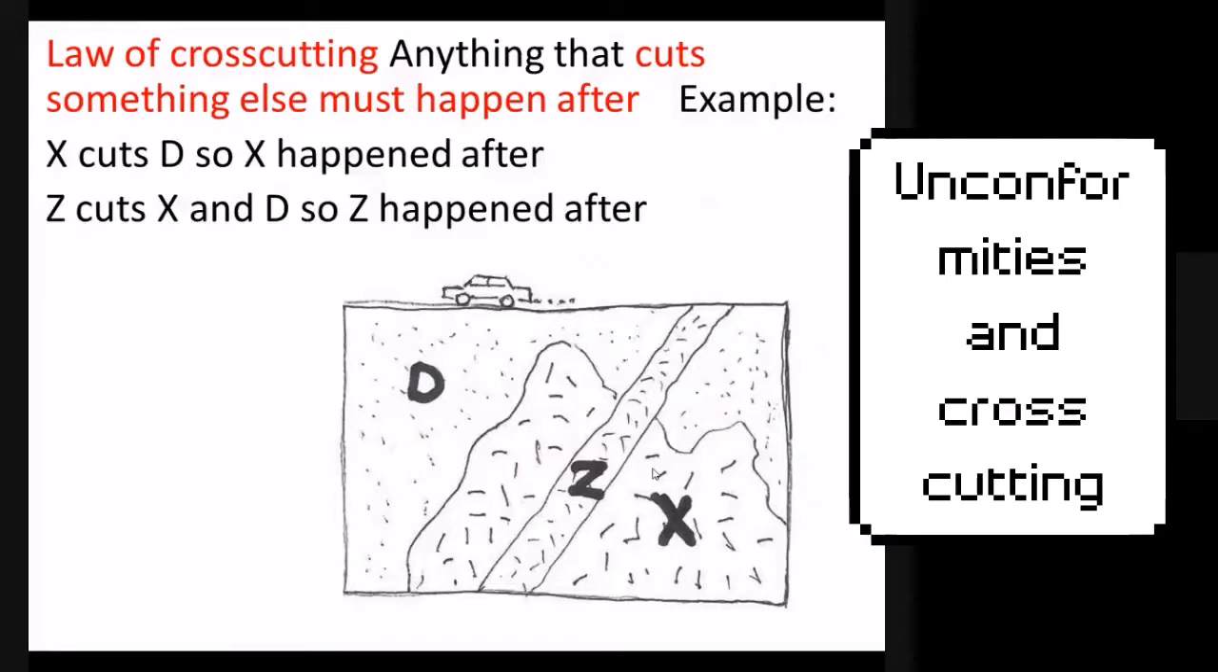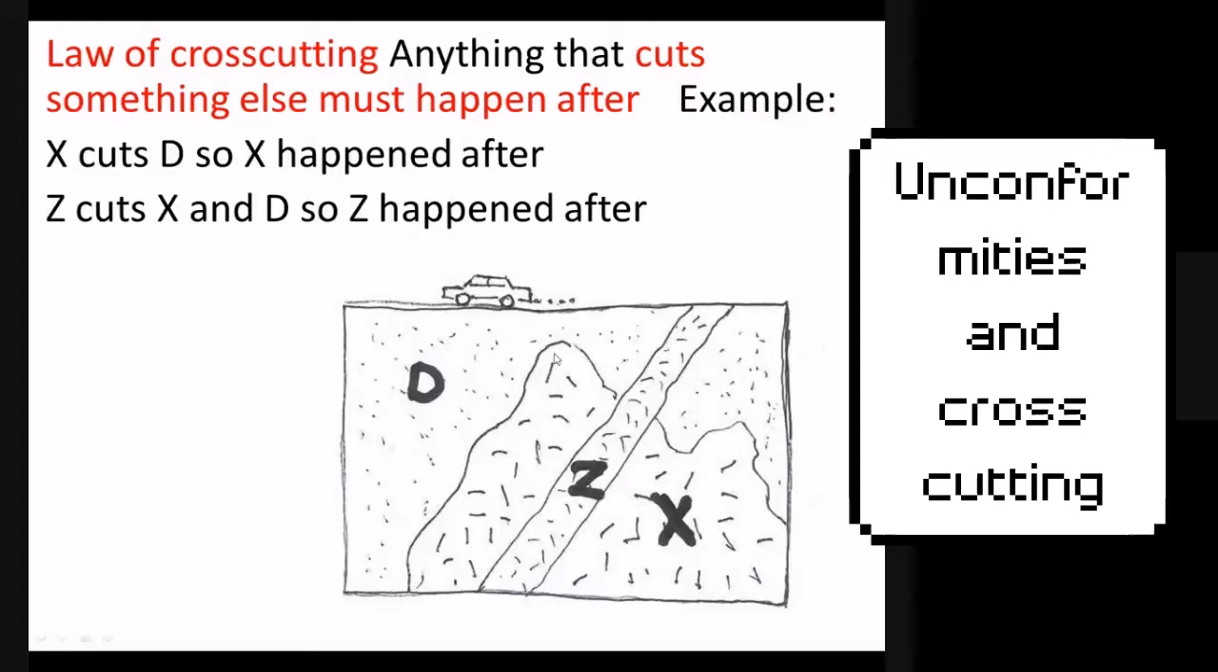So what do I mean by that? Well, let's say that layer D is a layer of sedimentary sandstone. Should be nice and flat, complete, nothing cutting into it. Well, something cut into it. Notice that layer X here is not horizontal. It cut into layer D. X might be an igneous intrusion. So if X came in and cut layer D, X must be younger than D, and D must be older than X. The thing doing the cutting must be younger.